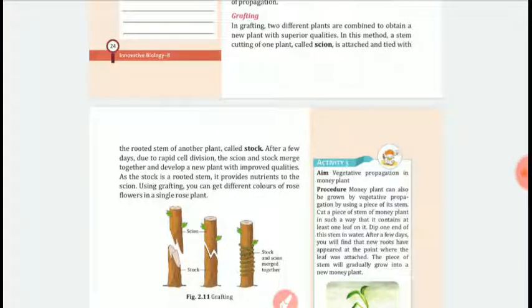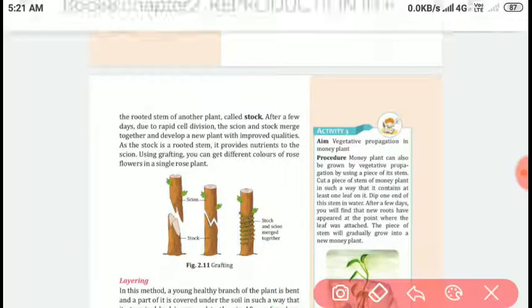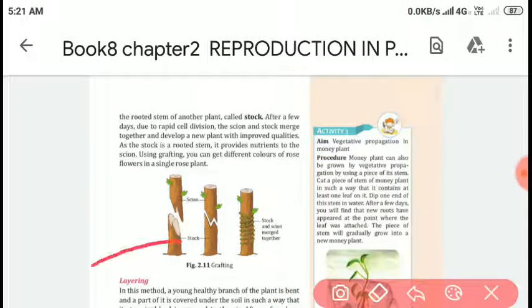In this method, a stem cutting of one plant called scion is attached and tied with the rooted stem of another plant called stock. So we can see in the diagram, this part will be called the stock and this will be called the scion.